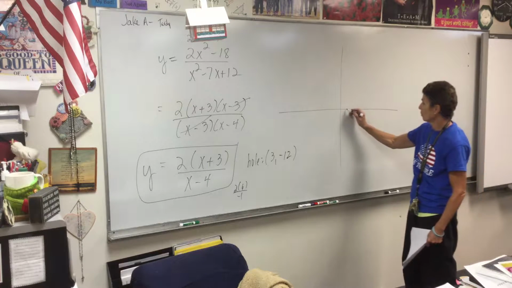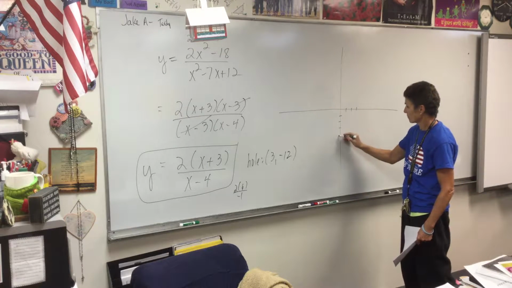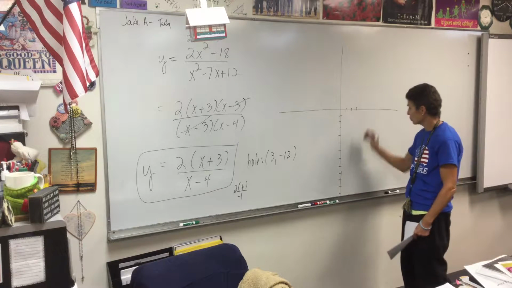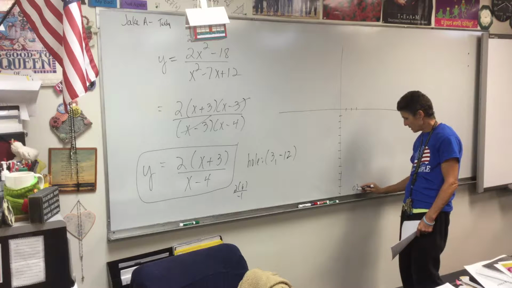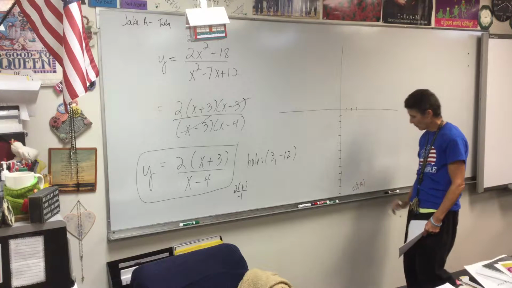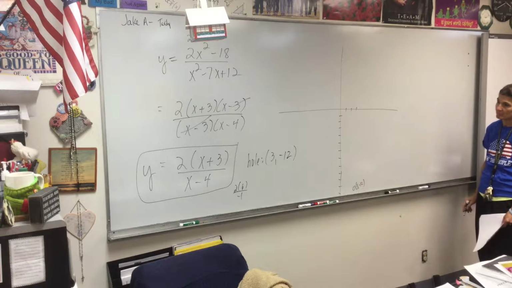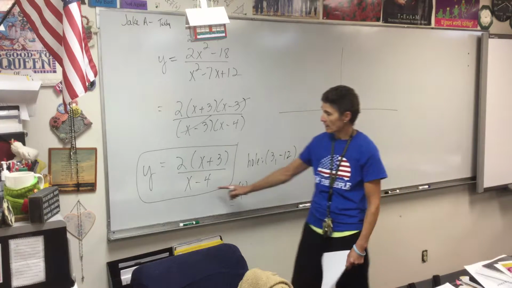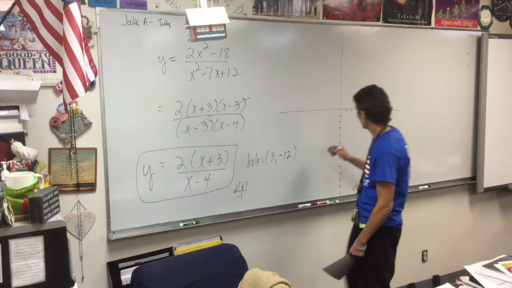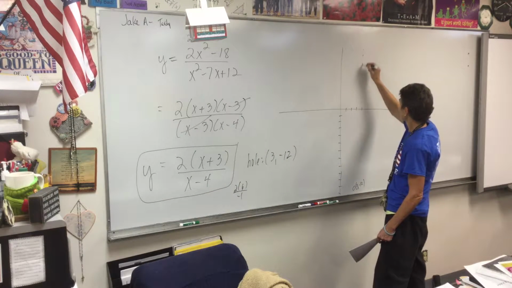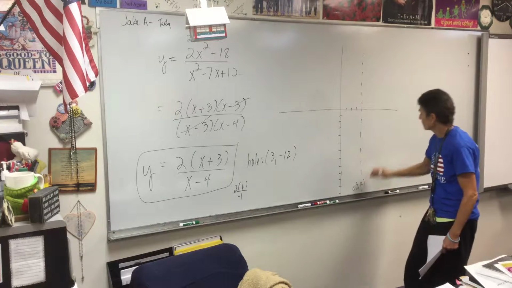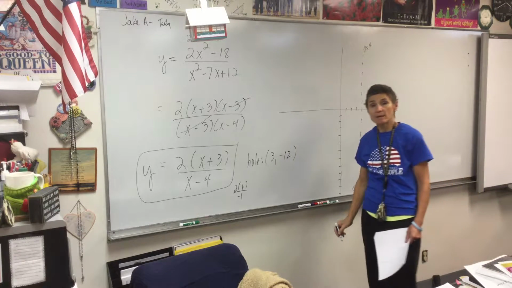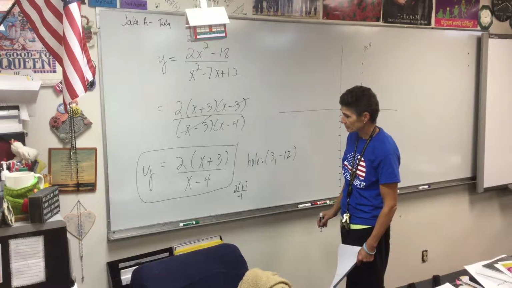So I'm going to plot the point. Oh boy, I'm just about out of room. It's way down here. 3, negative 12. Way, way, way down there. Now, what else am I going to put in here? Well, I know I'm going to have a vertical asymptote where x equals 4, because that's what makes my denominator 0.